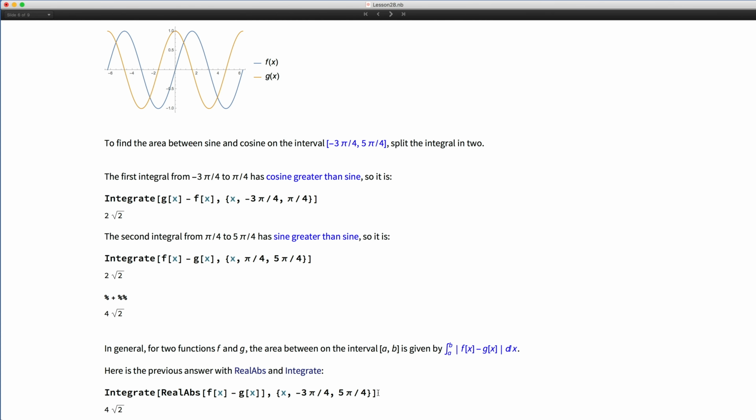So given two functions, f and g, if you do not know which one is greater or less, then you use the absolute value function to find the area.